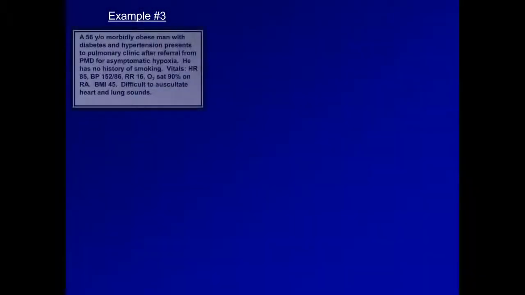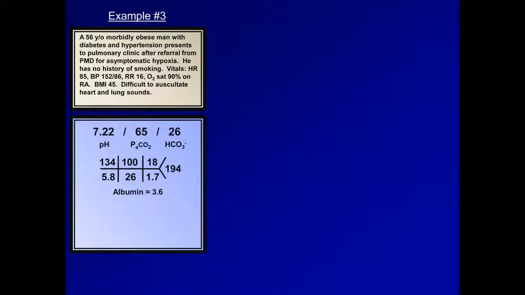Example 3. A 56-year-old morbidly obese man with diabetes and hypertension presents to pulmonary clinic after referral from his primary medical doctor for asymptomatic hypoxemia. He has no history of smoking. His vital signs are heart rate 85, blood pressure 152 over 86, respiratory rate 16, O2 saturation 90% on room air. His BMI, or body mass index, is very elevated at 45. It is difficult to auscultate his heart and lung sounds, presumably secondary to his body habitus. And here is his ABG, chemistry panel, and albumin.